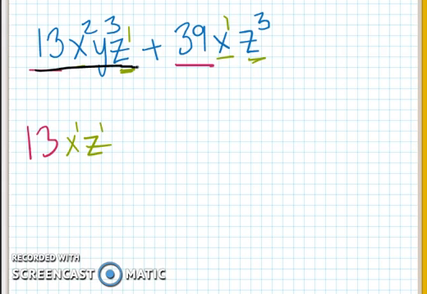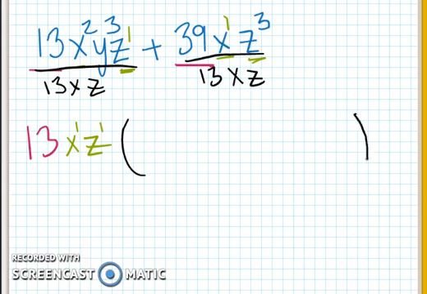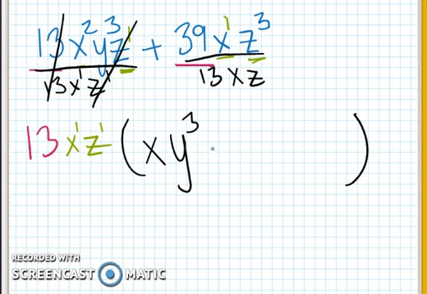Now I'm going to go ahead and divide each of these by that GCF. 13xz and 13xz. Okay, and what do we have left? 13 divided by 13, that goes away. X squared divided by x to the first, that's just going to become x. Y, there's no y's to cancel, so I leave that y to the third power. And then z to the first and z to the first, that goes to 0, so that's gone. So that's all I'm left with.